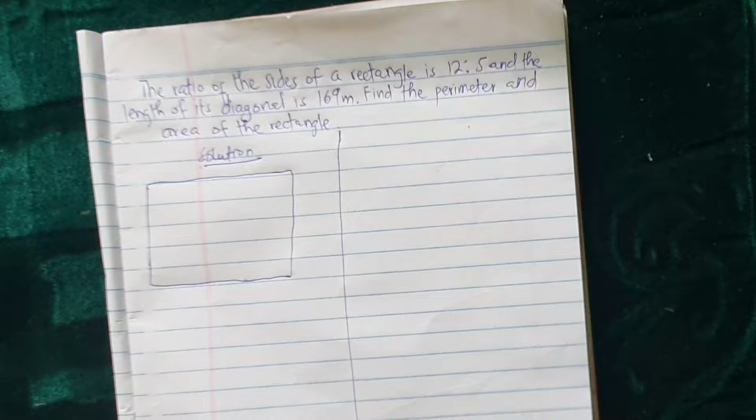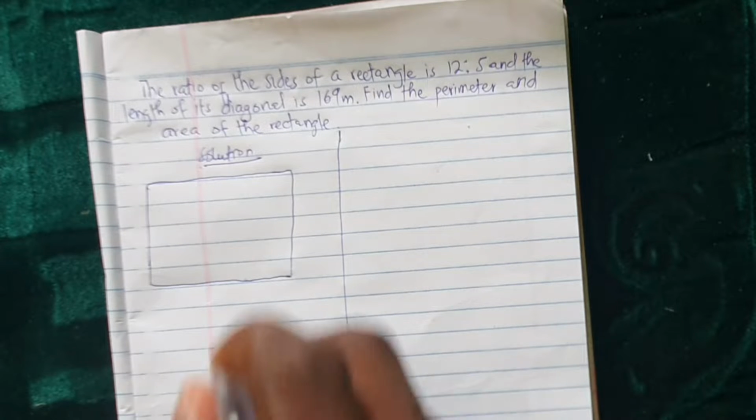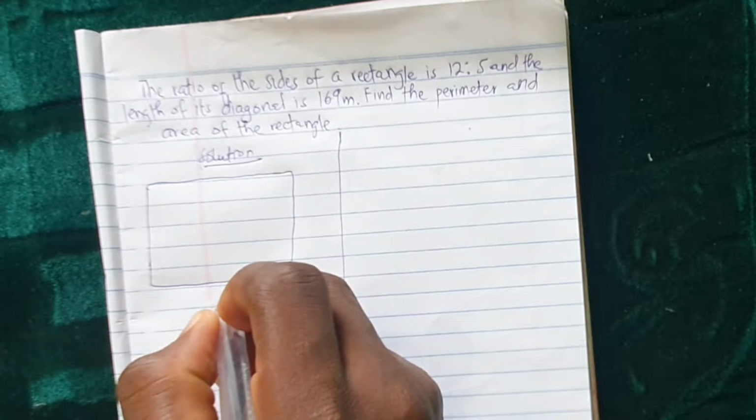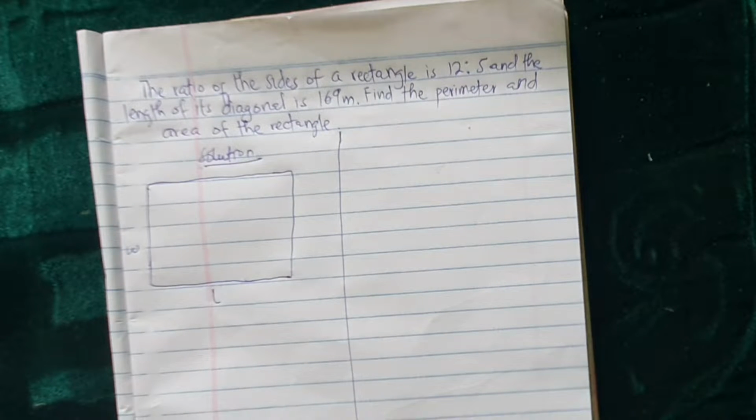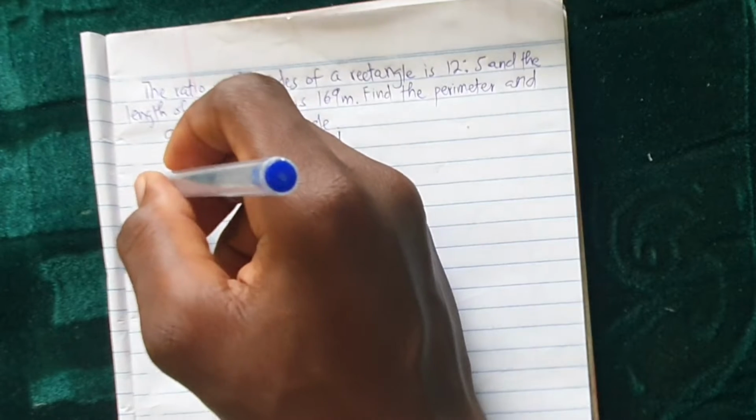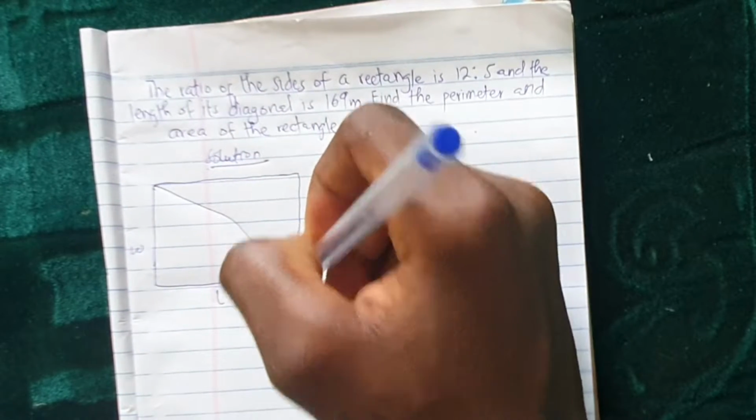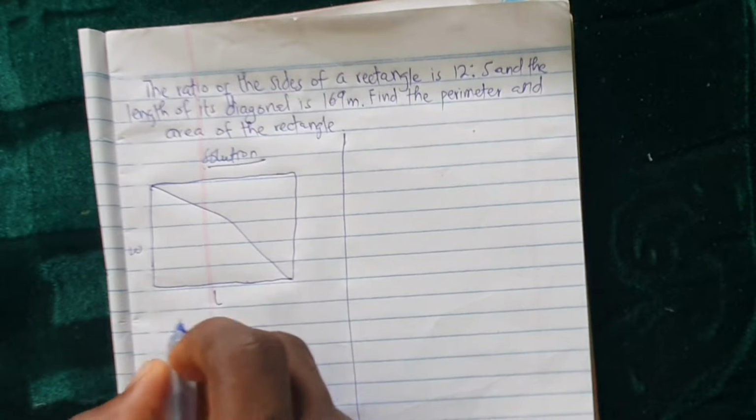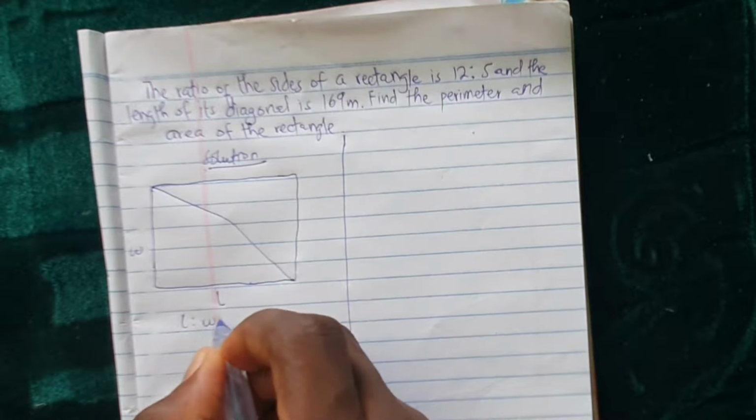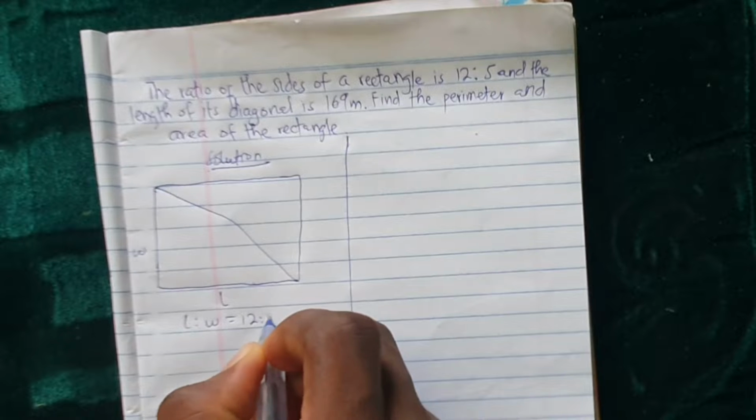You know, for a rectangle, the length is always the longest side. So you can clearly see that here is the longest side. So length and then the width. We are representing the length with L and the width with W. Now from the question, the ratio of the sides of the rectangle is 12:5. 12 is bigger than 5, so that means L to W is equal to 12:5.